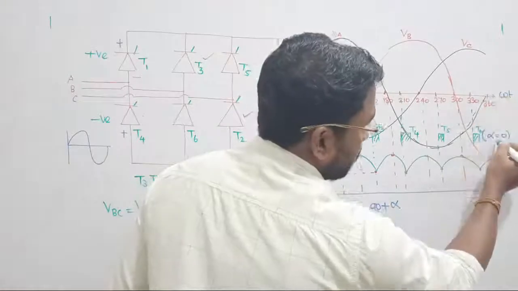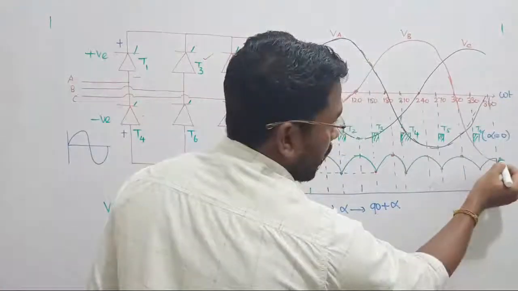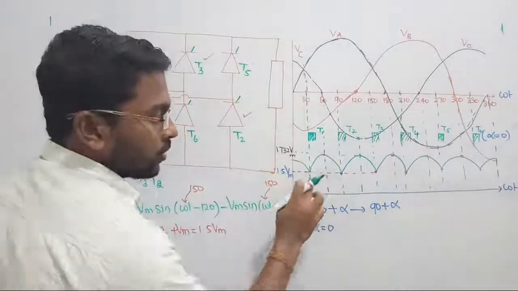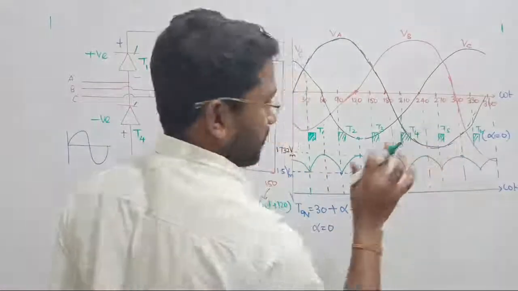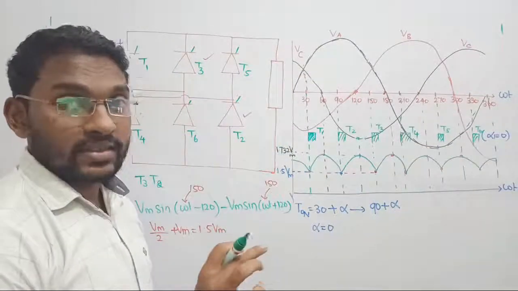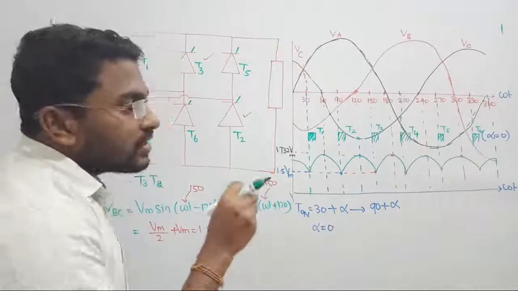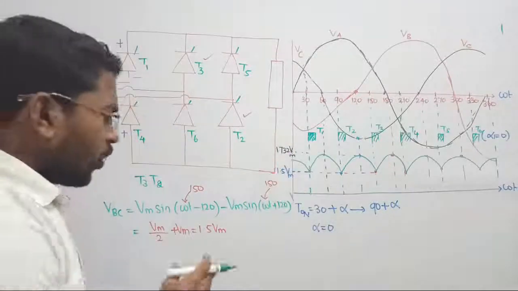We have to consider up to 360. You have to go up to 360. Here there is one half, here there is one half. Totally 1, so 1 2 3 4 5 6. Yes, successfully we are getting 6 pulses, right? So that's why it is called a 6 pulse converter. See how beautifully we are getting there.